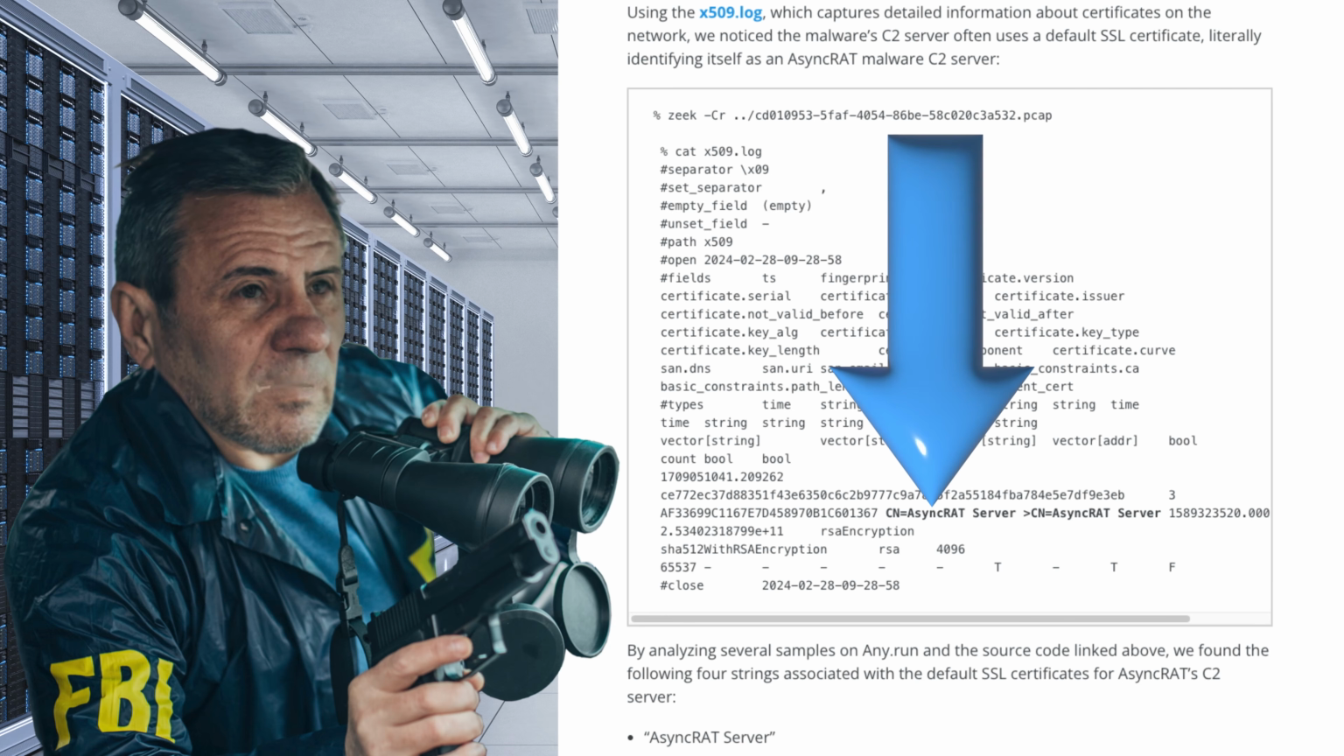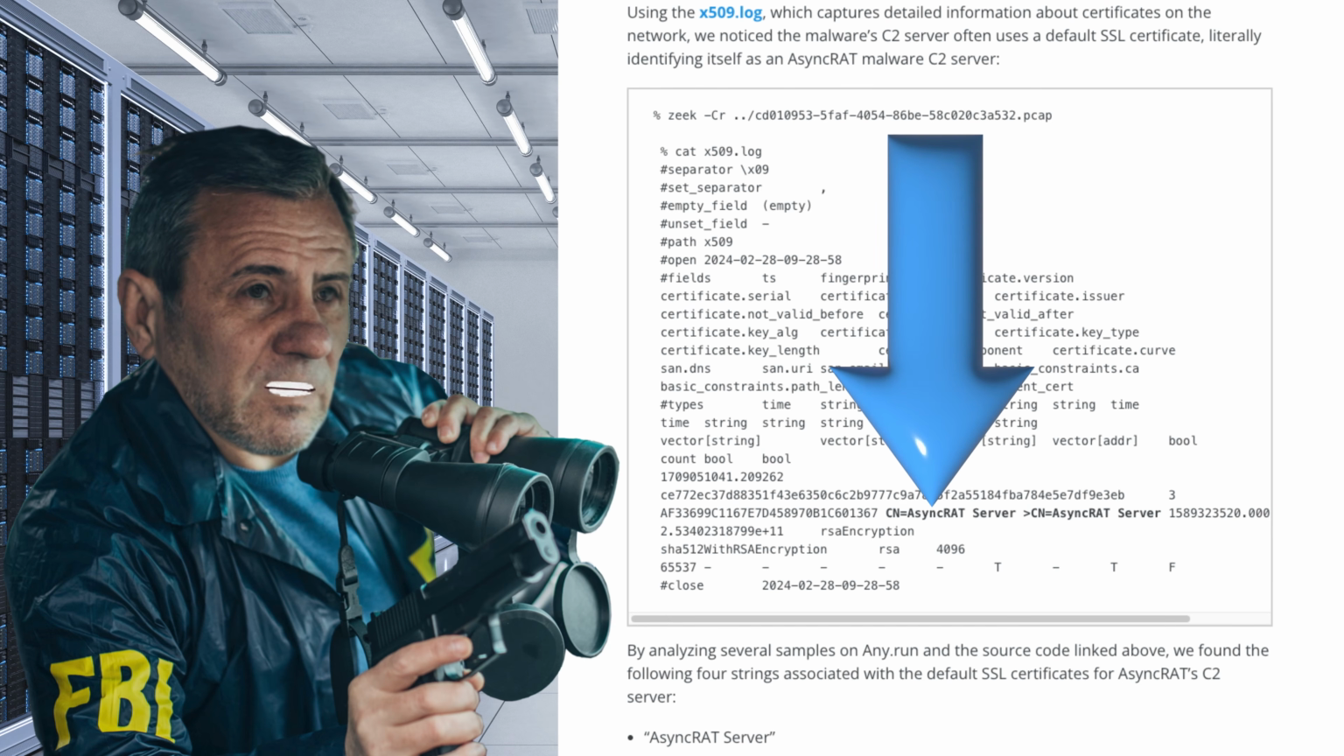Well, it's because this malware is actually open source, meaning that anybody can go out there and grab the source code of this malware. And typically what people will do is they will compile this malware into an executable that runs on a computer, but they won't change these default certificates that announce the malware as AsyncRAT.